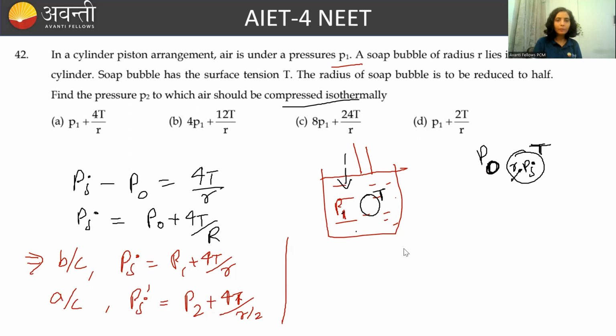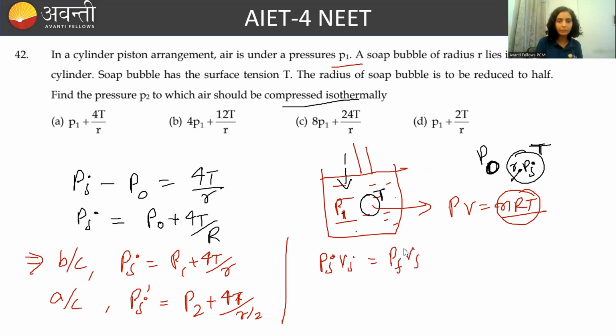Done. And now it is said that all this process is happening isothermal. Okay? It means temperature will remain constant. So initially, if inside bubble we talk about PV equal to nRT if we apply, so temperature T will remain constant. Yani ki PV will remain constant. So initially, Pi Vi will be equal to P final V final. Okay? Inside the bubble I'm talking about.